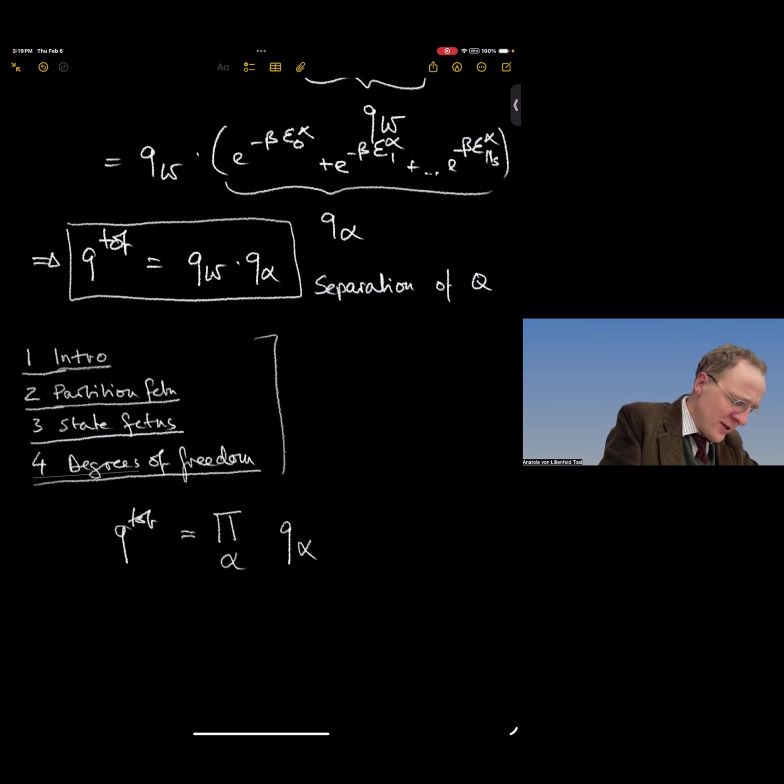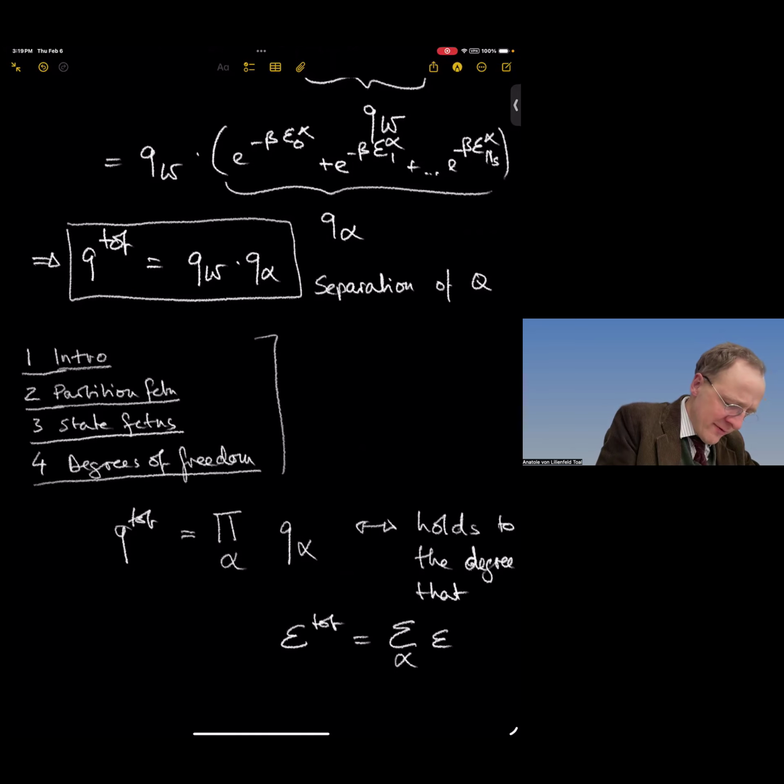Again, this only holds to the degree to which your total energy is simply a sum over energies coming from each of these energetic modes. Are there any questions regarding that?